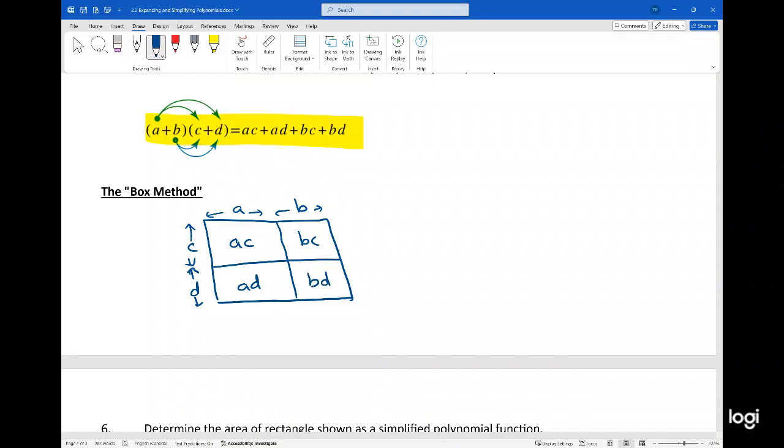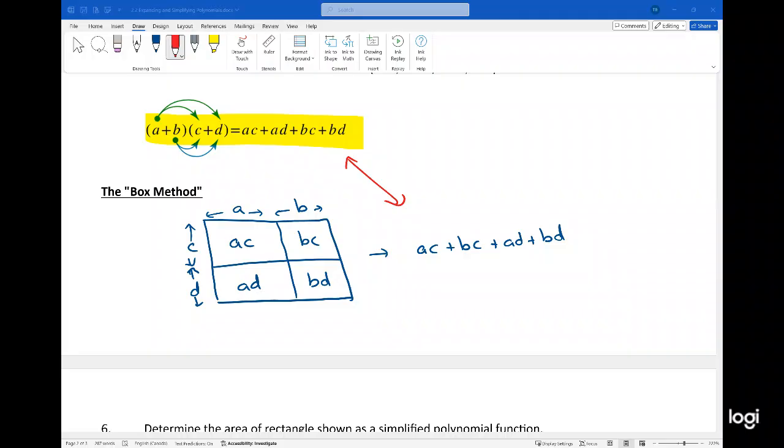And if I add those 4 together, I get AC plus BC plus AD plus BD, which if you check above is the same as the original formula. The terms are in a slightly different order, but the order of terms really doesn't matter. Now, to be clear, if you like the box method, use it. If you don't like it, don't use it.